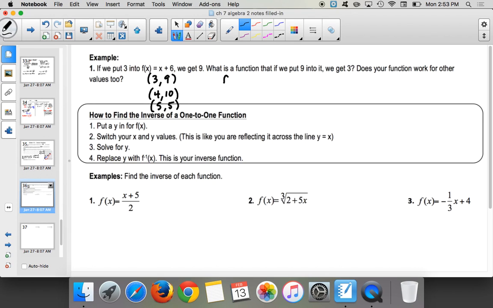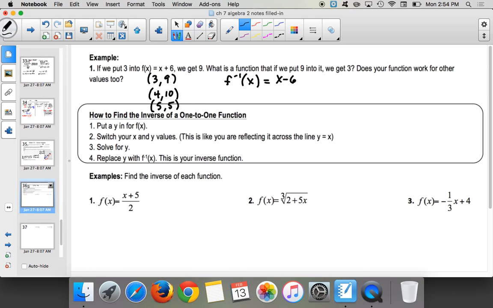So I want to know, what is the function, and I'm going to write it like f inverse, f to the -1, kind of like our matrix inverse, remember? What's a function that if I put 9 in, I get 3 out? If I put 10 in, I get 4 out. If I put 5 in, I get 5 out. What do you guys think? Caleb? It's easy. It involves a -6, right? So x minus 6.